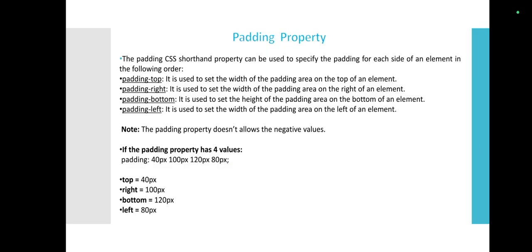Now we will learn about padding property in detail. The padding CSS shorthand property can be used to specify the padding of each side of an element in the following order. Padding top, it is used to set the width of the padding area on the top of an element. Padding right, it is used to set the width of the padding area on the right of an element. Padding bottom, it is used to set the height of the padding area on the bottom of an element. Padding left, it is used to set the width of the padding area on the left of an element. Note, the padding property doesn't allow negative values, unlike margin.